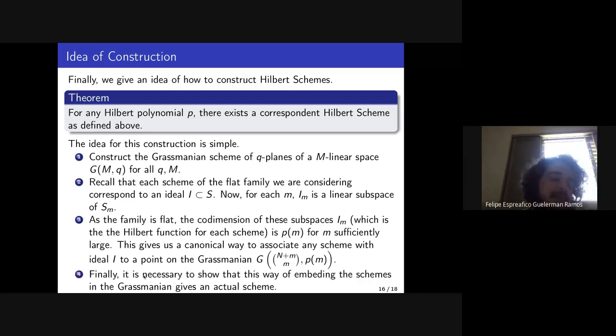And finally, you need to show that this is actually a subscheme of the Grassmannian. But this is also not difficult. The idea is kind of simple: you just take the ideals and put them inside the Grassmannian.